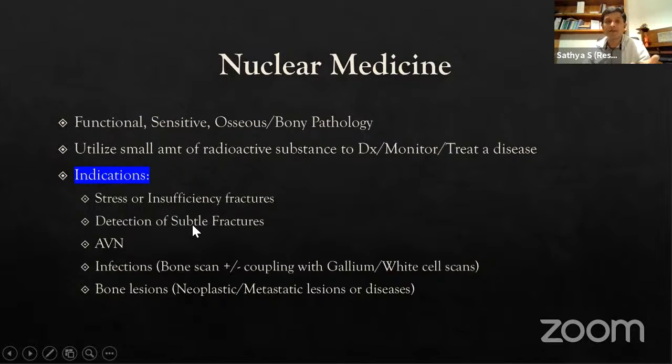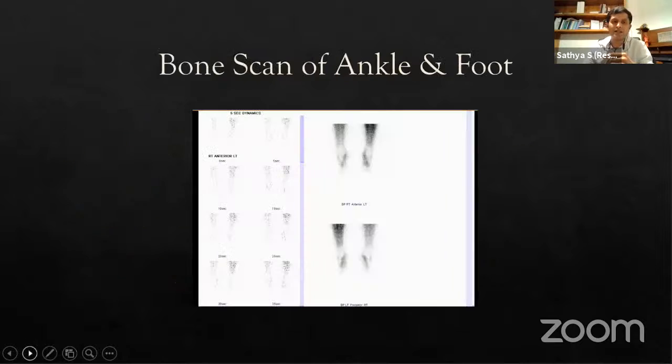Detection of any subtle fractures, avascular necrosis, for example, avascular necrosis of the head or the neck of the talus, or navicular bone, or if there is a presence of infection, any bony scan, plus or minus combining with gallium or white cell scans, can also be used, which are agents they use. That type of scanner can be a bit higher dose compared to the normal CT. Bone lesions like masses, neoplastic, metastatic lesions or diseases can also be found using nuclear medicine. So under nuclear medicine, what we are seeing is the bone scan, like a DEXA.